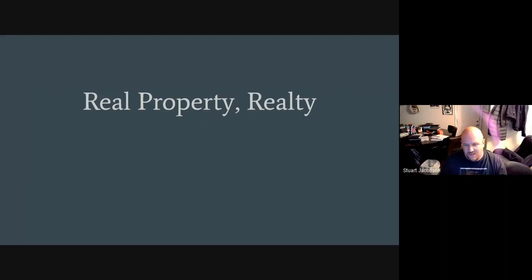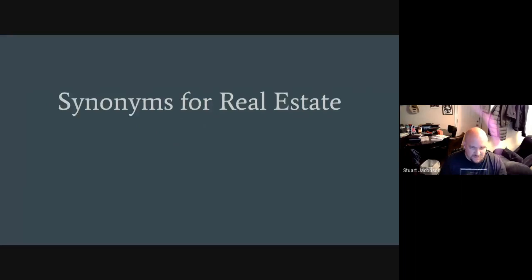Real property, realty. Synonyms for real estate. Simple stuff right there.